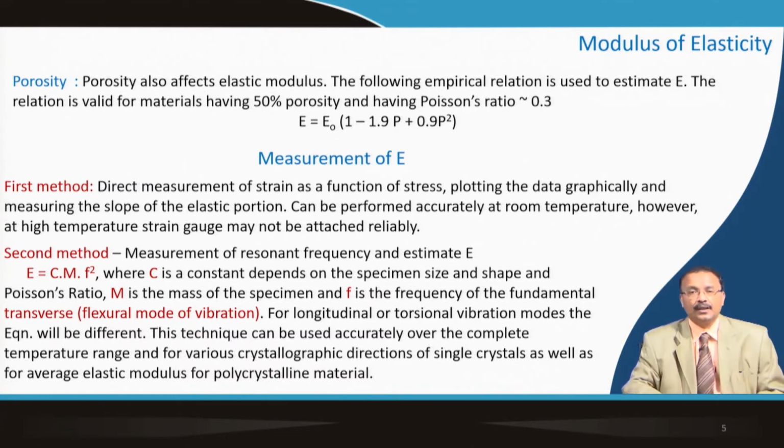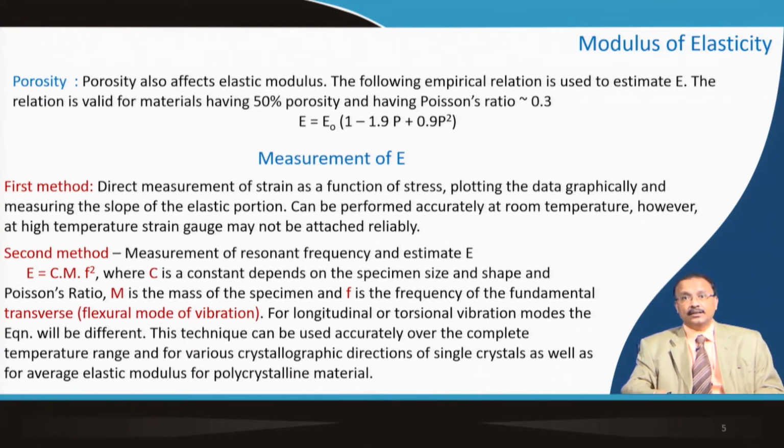The elastic modulus can be measured directly as a strain as a function of stress, then plotting the data graphically and measuring the slope of the elastic, straight line portion. This can be performed at room temperature. At high temperature it is difficult to put the strain gauge reliably, so it is a bit difficult to measure the elastic modulus.